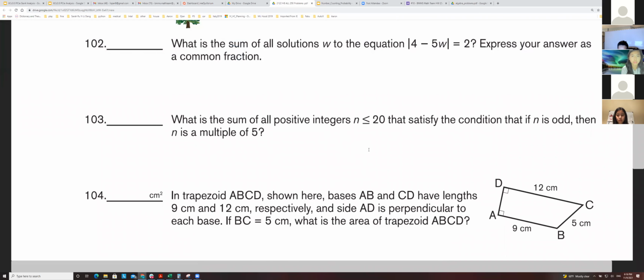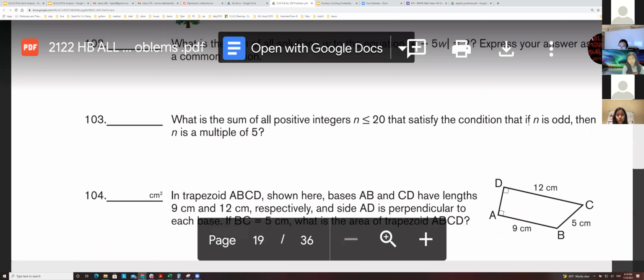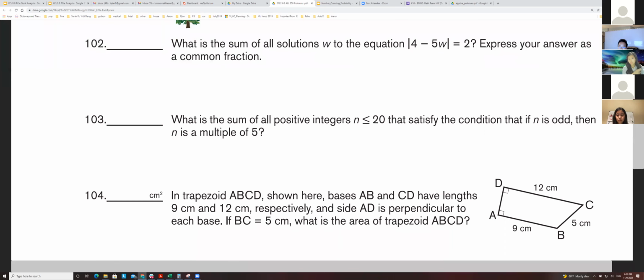So here it said, if n is odd, then n is a multiple of 5, but it doesn't say what if n is even. So as long as n is even, we don't have any requirement for it. So all the even numbers less than or equal to 20 are valid for this problem. I think that's the key part. And the only odd numbers we allow for this problem would be 5 and 15. So 5, 15 plus all the even numbers less than or equal to 20 would be the answer. So add them up, it's 130.